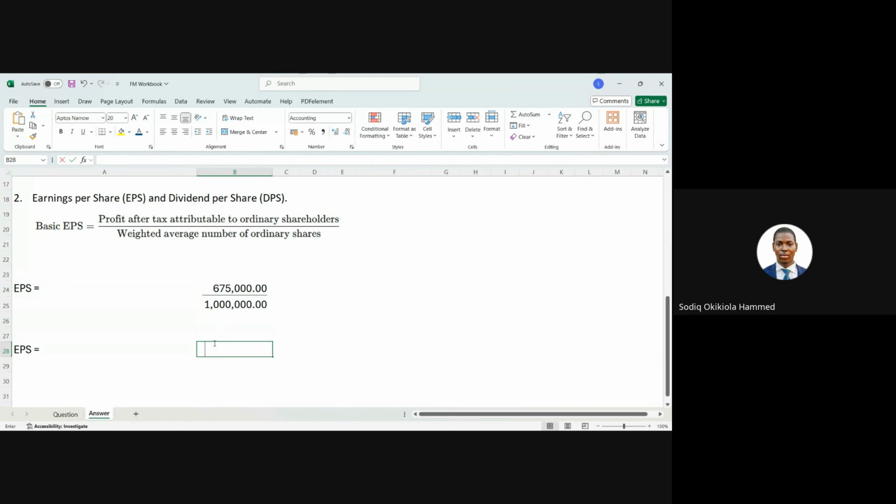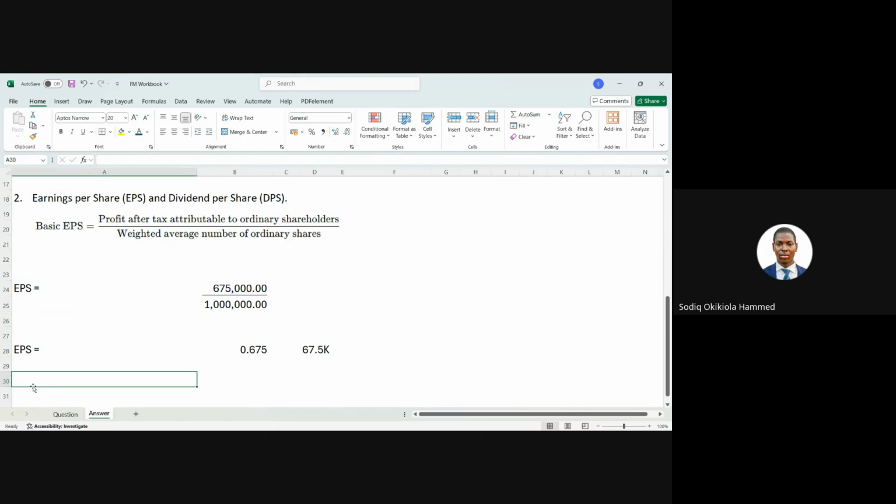So to get our earning per share, we have 6.8, so we have 0.675. So that is our earning per share. And if we want to put it in kobo, we can say we have 67.5 kobo. So this is our earning per share.